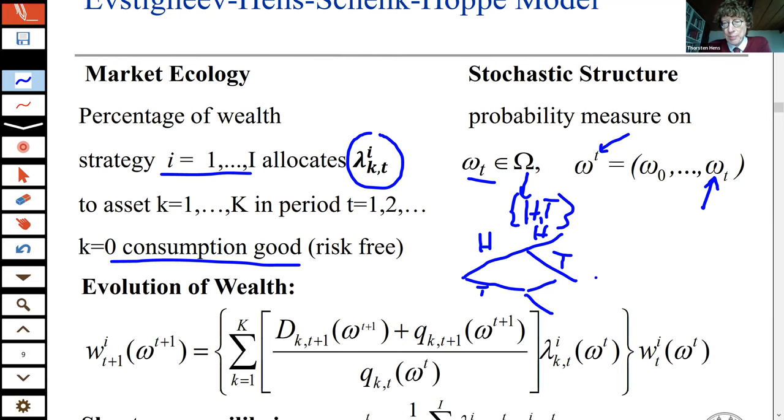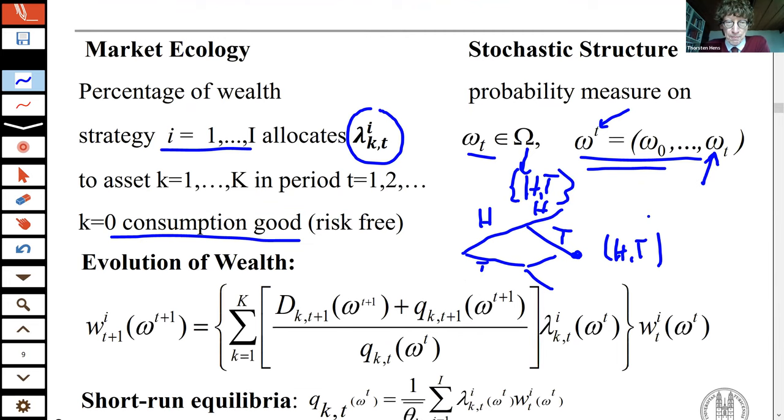So this means, for example, this node here will be described as H, H and T. So this uniquely determines where you are in the uncertainty structure if you write down the sequence. This notation is convenient because you don't need to deal with so-called measurability constraints, that all your decision variables have to be adapted to the information processes. If they depend on this path notation, it's clear they are measurable with respect to the information content.